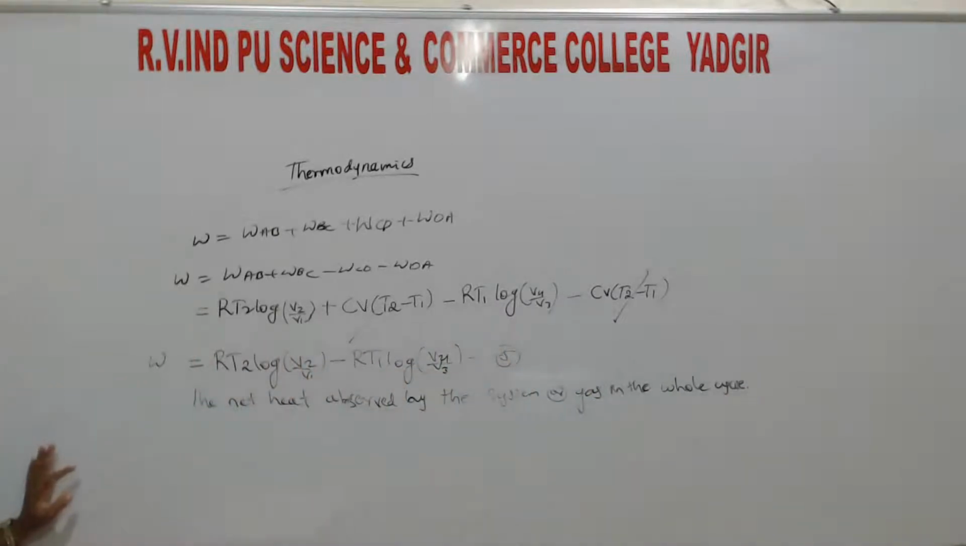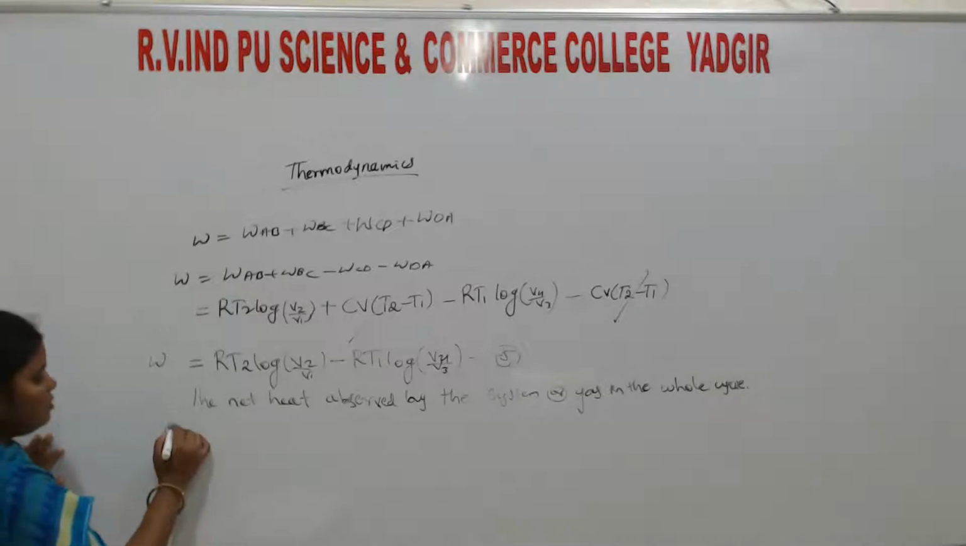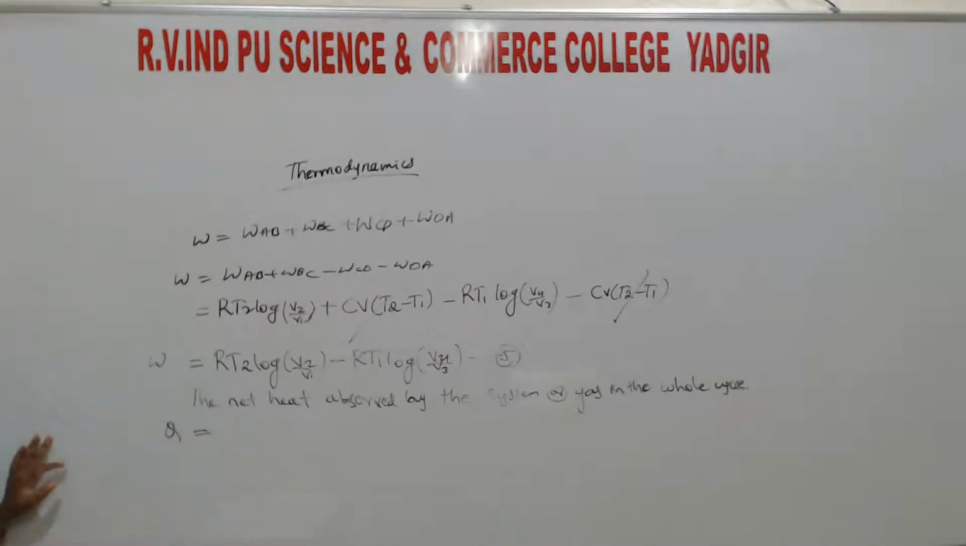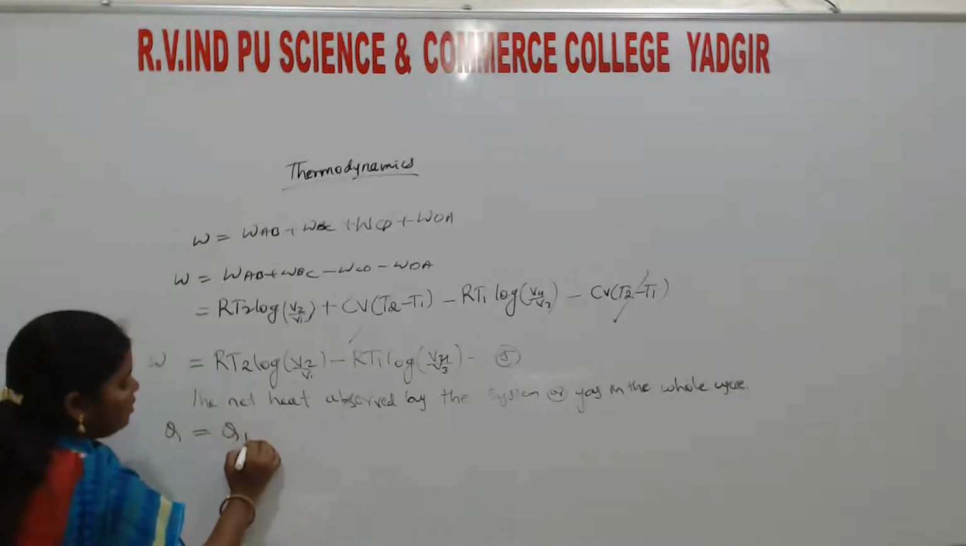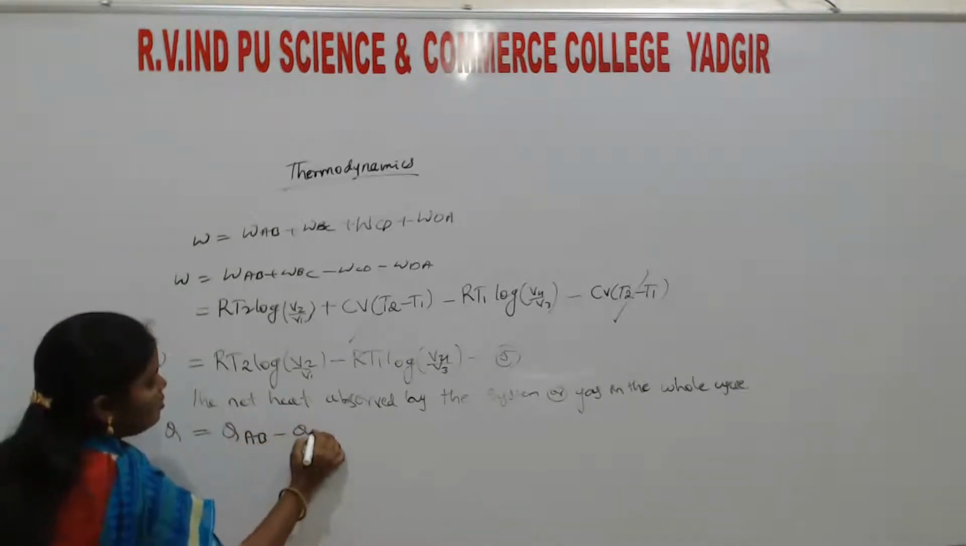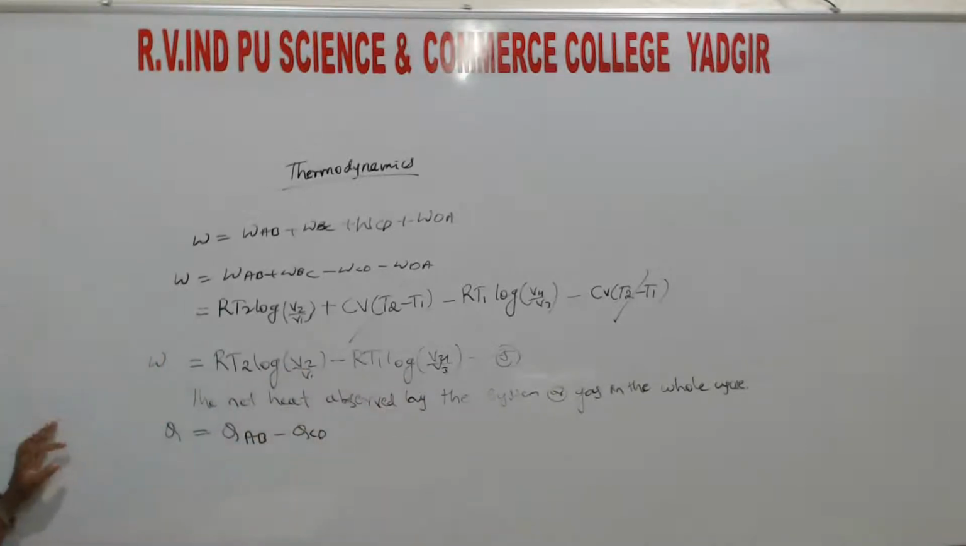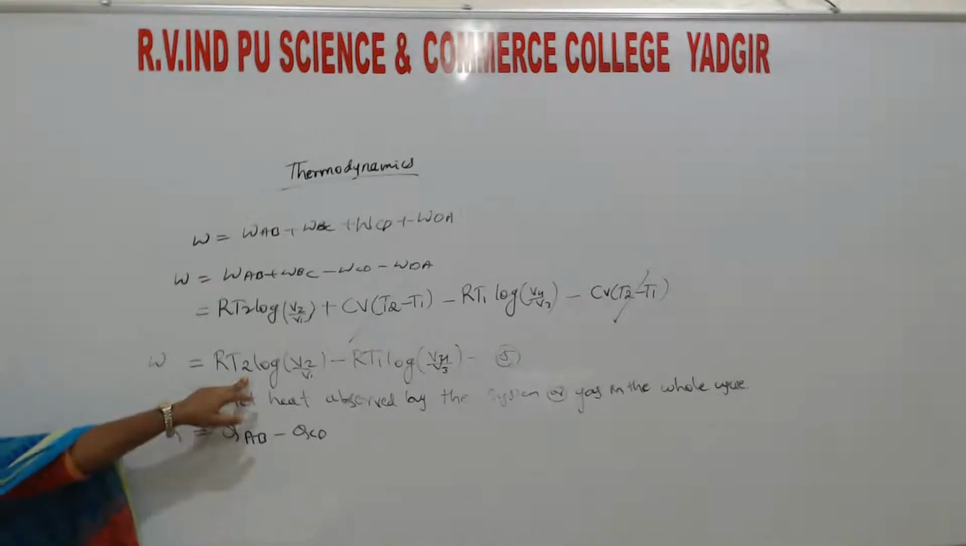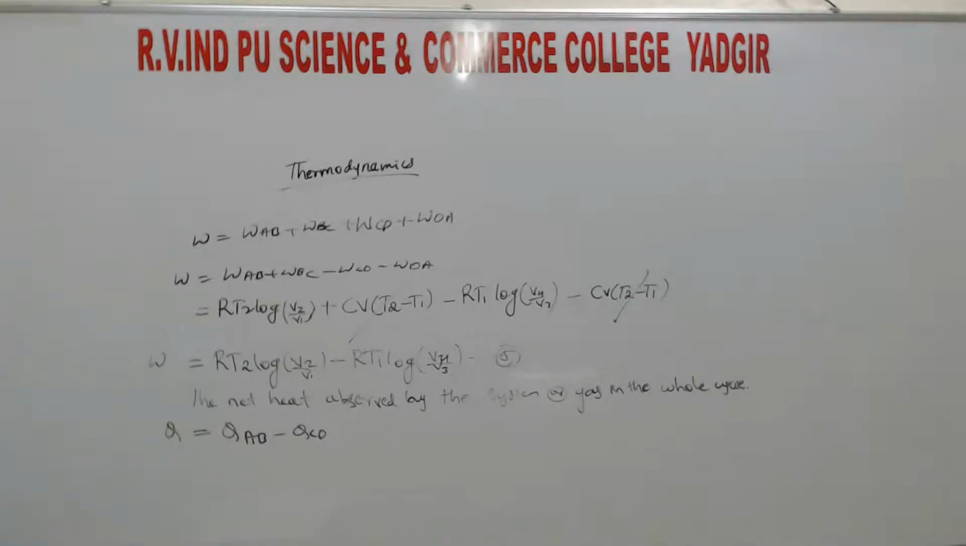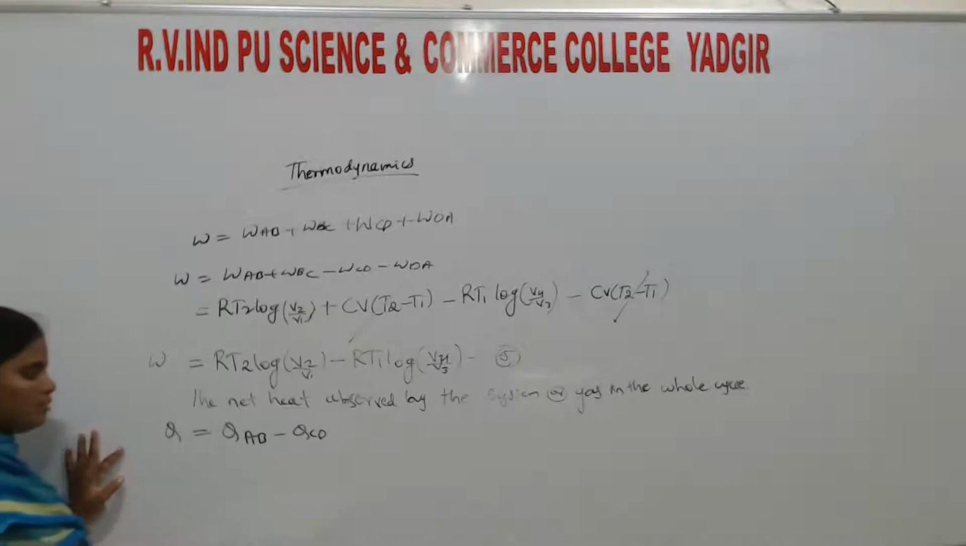Here you write Q, the heat absorbed, is equal to QAB minus QCD. This is AB and this is CD. Therefore the equation is Q is equal to QAB, that is RT2 log of V2 by V1 minus RT1 log of V4 by V3. This is equation number 6.